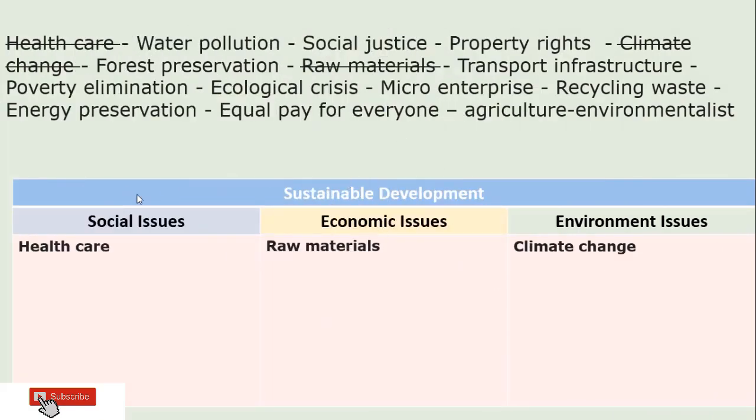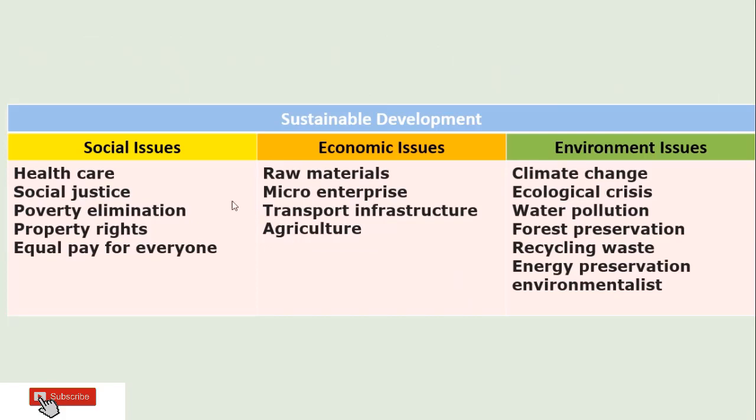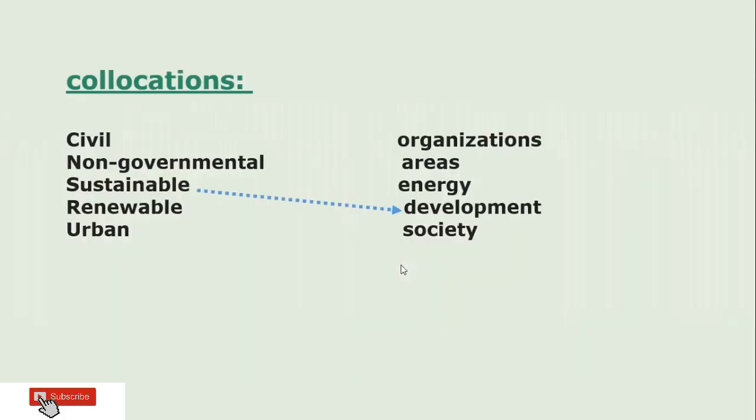We put them into this table to have this final table. So for social issues, healthcare, social justice, poverty elimination, property rights, equal pay for everyone, economic issues, raw materials, microenterprise, transport infrastructure, and agriculture, environment issues, climate change, ecological crisis, water pollution, forest preservation, recycling waste, energy preservation, environmentalist.